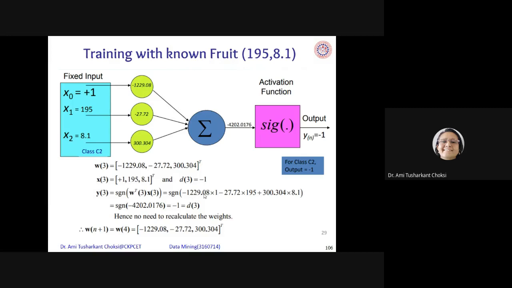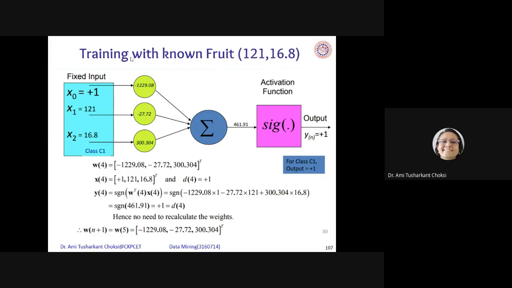And what we get is SGN of negative 4202.0176, and that is equal to minus 1, which is the same as the desired output. Hence we do not need to recalculate the weights, and for the next level the weights will be the same as this one: negative 1229.08, negative 27.72, 300.304 transpose. Fine.